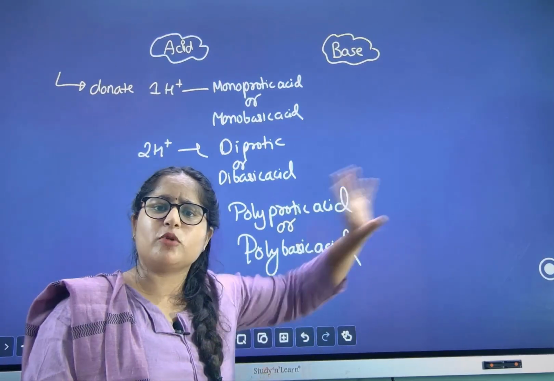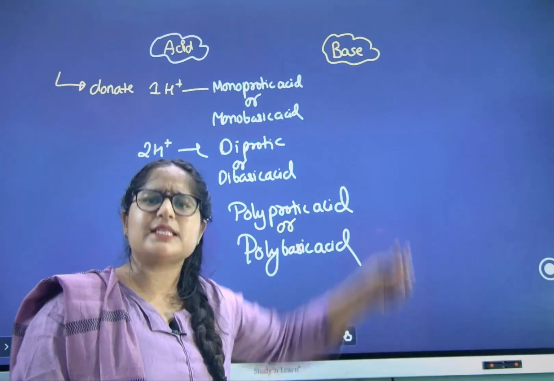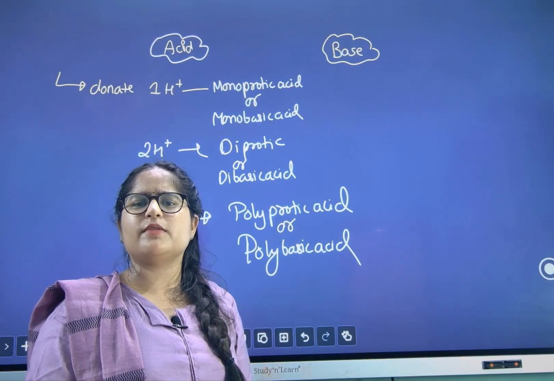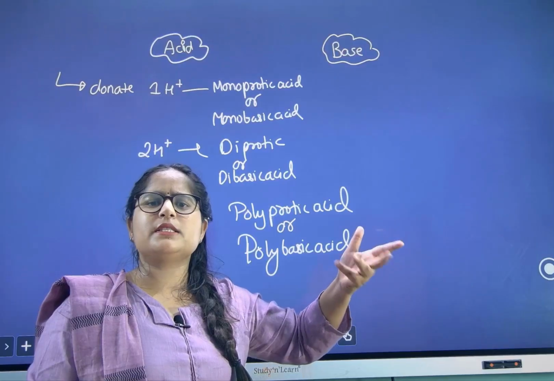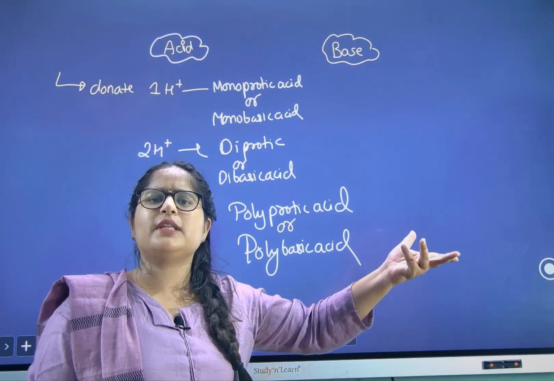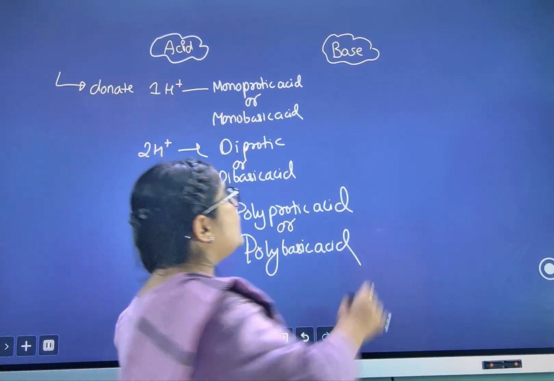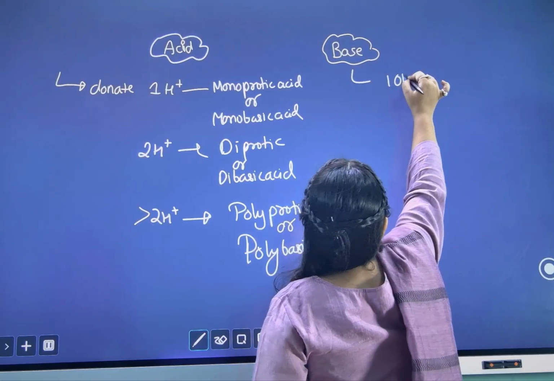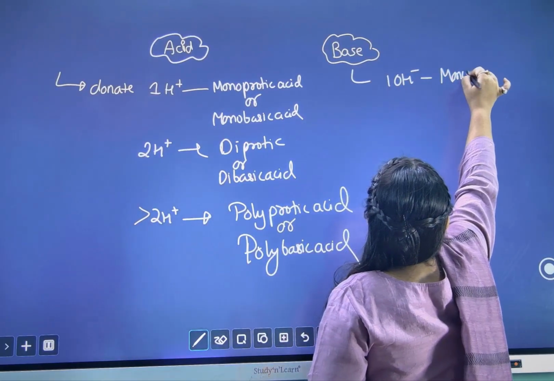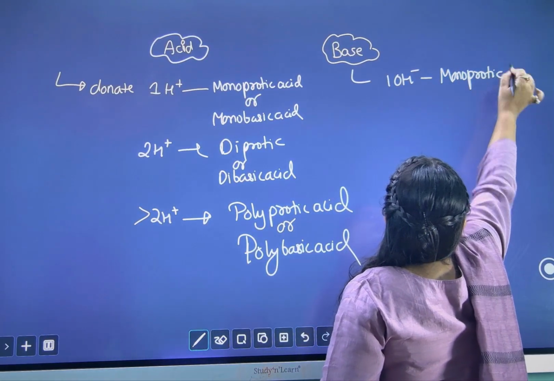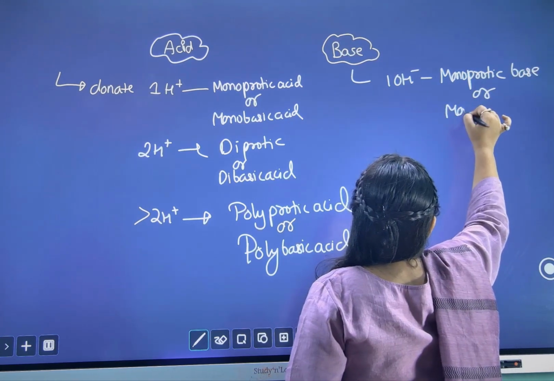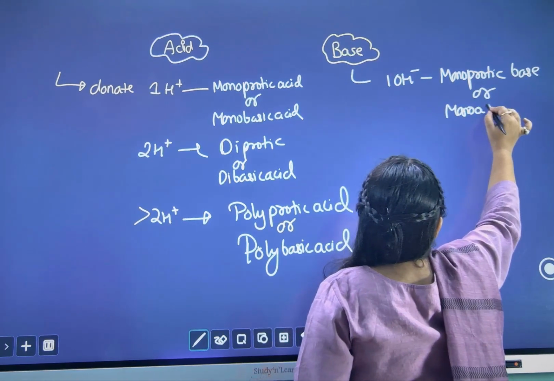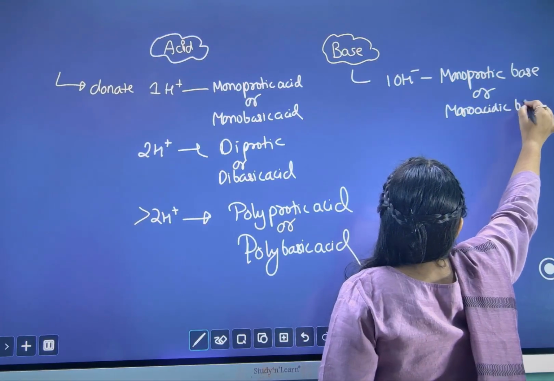So I hope it is clear. Monoprotic, diprotic, polyprotic. The same way we will say for base. For base, what will I say? 1 OH-, monoprotic base. 2 OH-, diprotic base. 3, more than 2, polyprotic base. Let us write down here for base also. So 1 OH- means monoprotic base, or else, since it is a base, it will become monoacidic base.